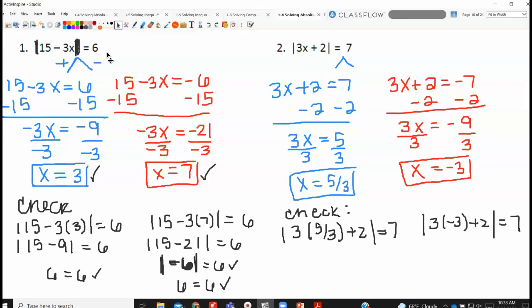And you just basically are doing the absolute values like we did yesterday, but now they're equal to a number, and you want to make sure those numbers equal. So you get 5 plus 2, which is 7. Absolute value of 7 is 7. So 5/3 checks. Here we get negative 9 plus 2. And again, you get the absolute value of negative 7, but the absolute value of negative 7 is 7. So it also checks.